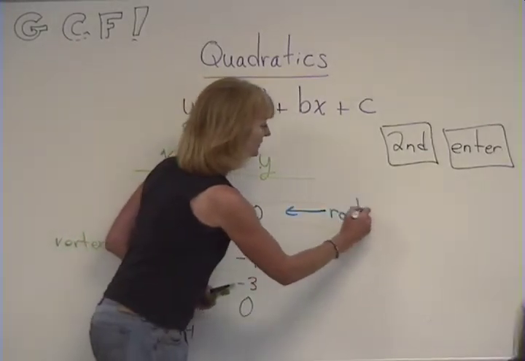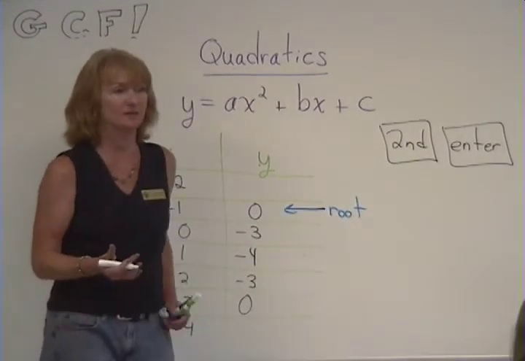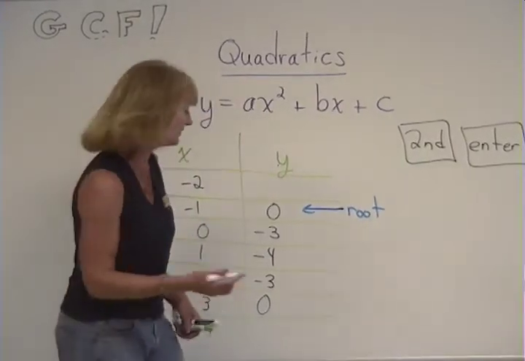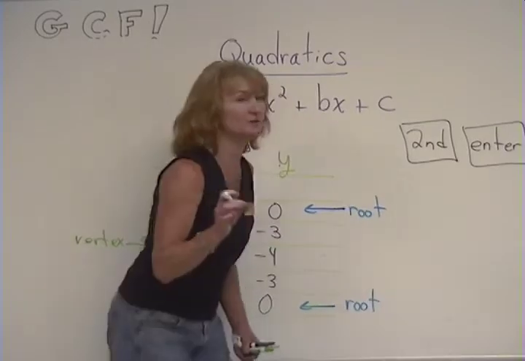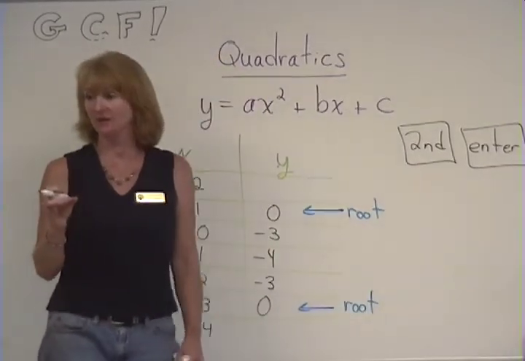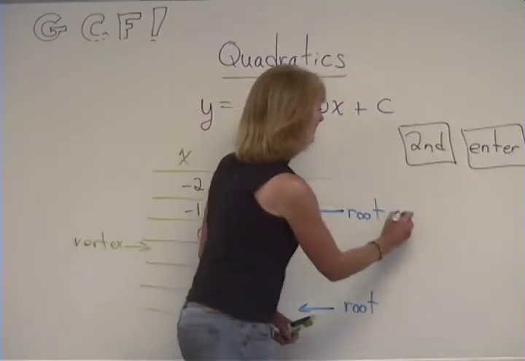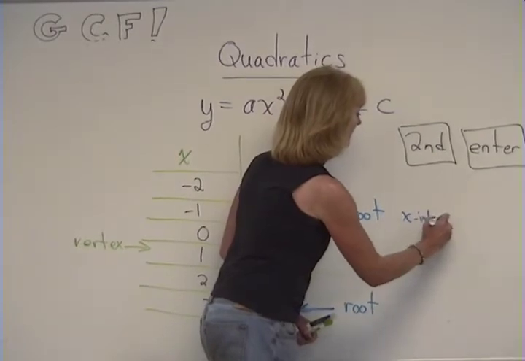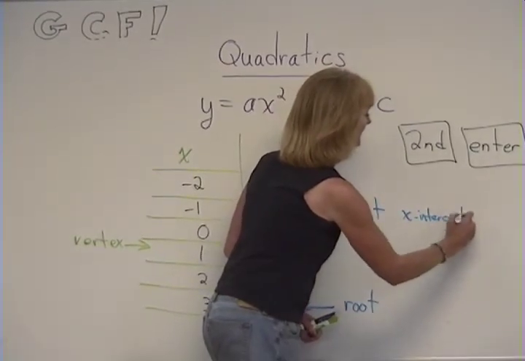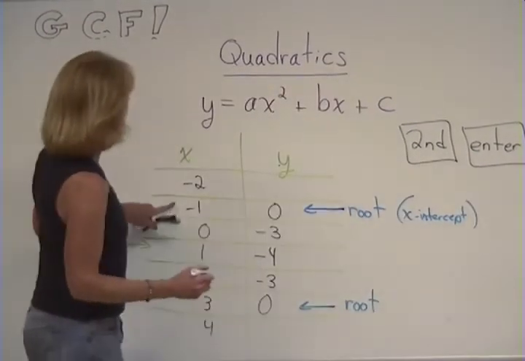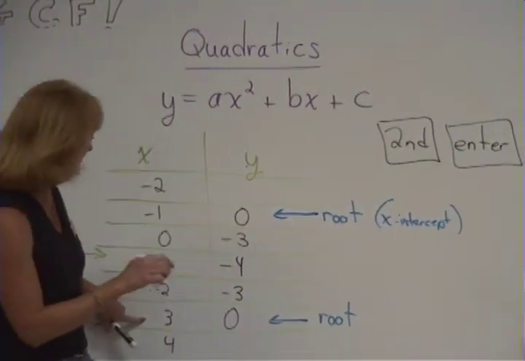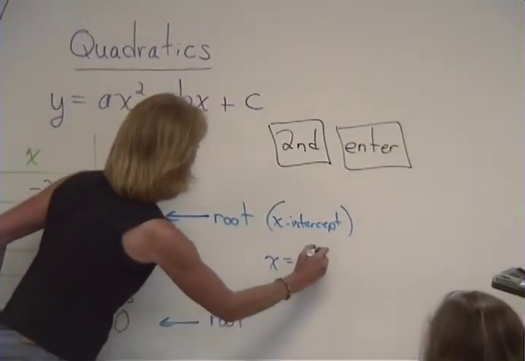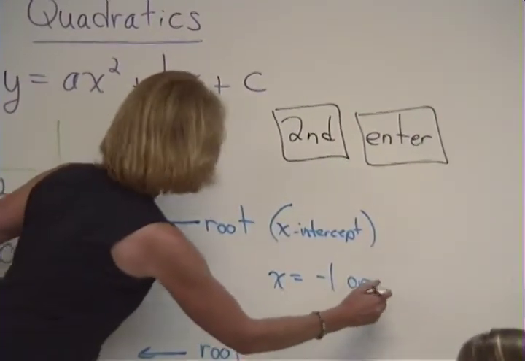This is one root, or zero, or x-intercept. They all mean the same thing. It's where y equals 0. This is another root. The root is the x value. It means your x-intercept. So what is x when this hits the x-axis? X equals -1 or 3.